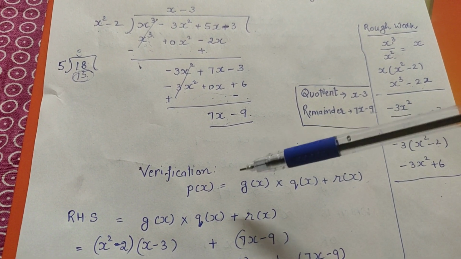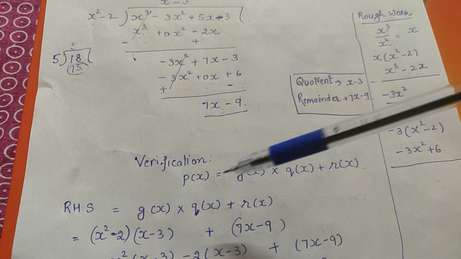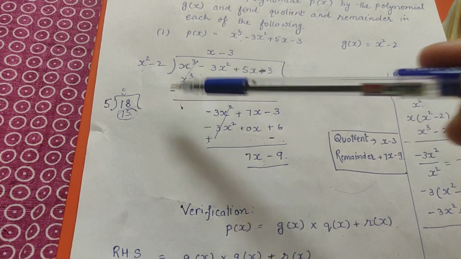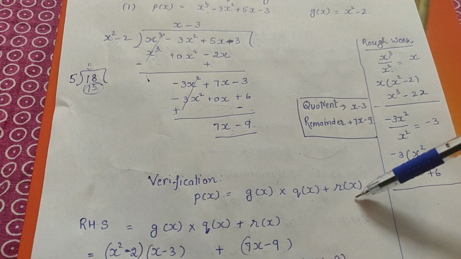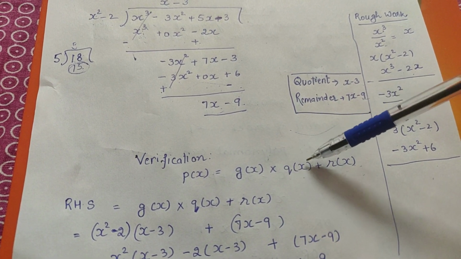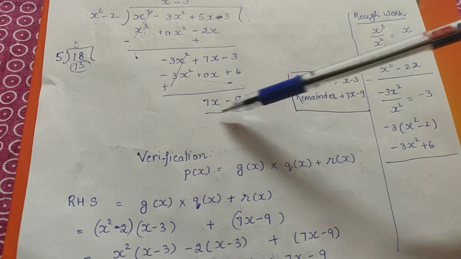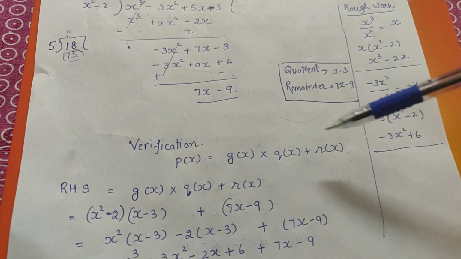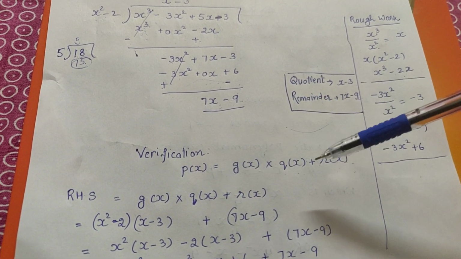This is nothing but, children, dividend is equal to divisor into quotient plus remainder. We have called the dividend p(x), the divisor g(x), quotient q(x), and remainder r(x). So dividend is equal to divisor into quotient plus remainder. This relationship you have to verify. Again I repeat, whenever we are verifying something, please don't write this is equal to this, because we are still verifying whether we are getting them equal or not.